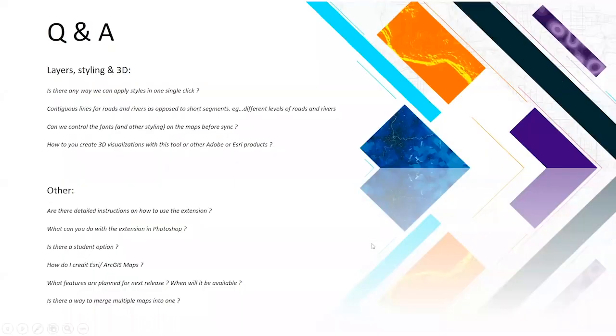Okay. Can we control the fonts and other stylings on the map before sync? So really that question is, what kind of design work can we do in the map before it gets downloaded? And I mentioned this a couple times, and the reason I mentioned that was really to answer this question, right? Yes, you can do some styling inside of the extension, but really that's what Illustrator and Photoshop's strengths are.